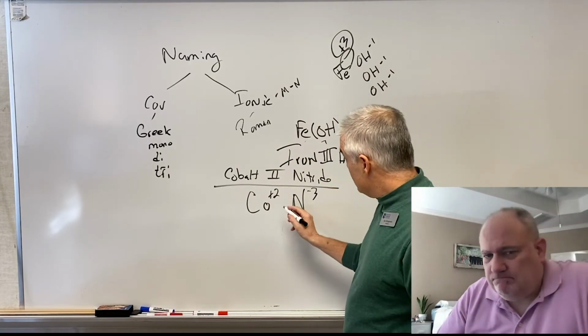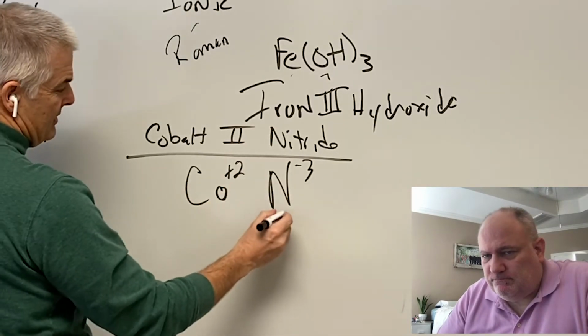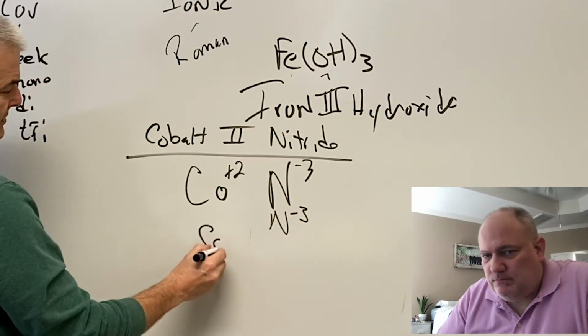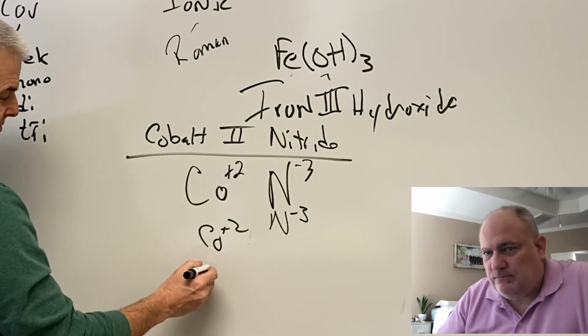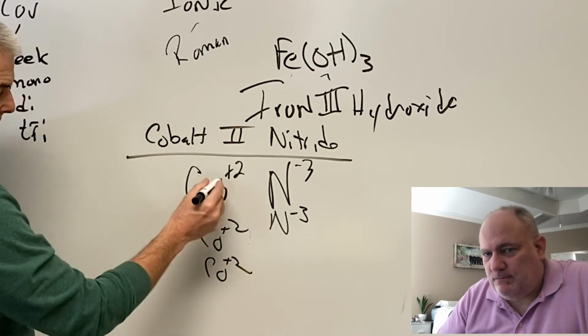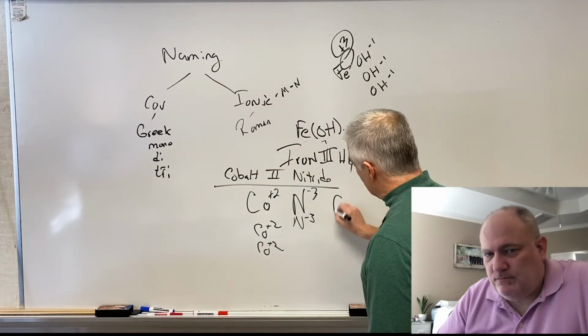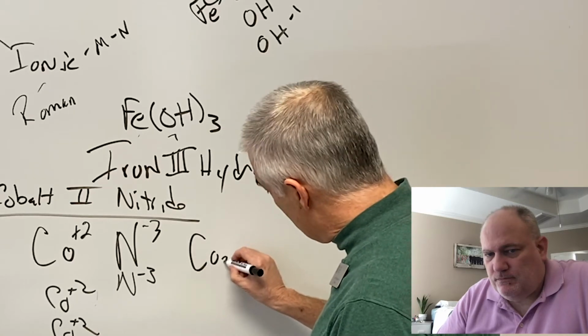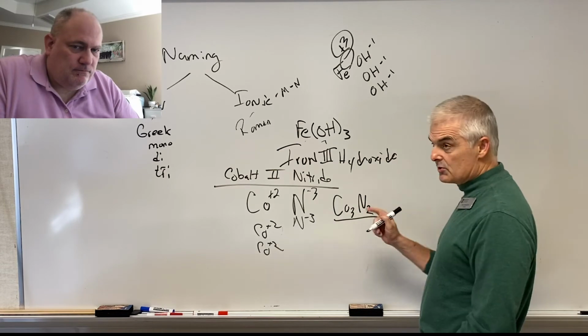So now I need to make them so they add up to 0. Now that's positive 2 and negative 3, so I can say N negative 3, Co positive 2. It's not negative 6, right guys? Positive 2, positive 4, positive 6. So I've got 3 Co's and 2 N's, so I simply will write Co3N2. All right, now you're going to do some examples in class.